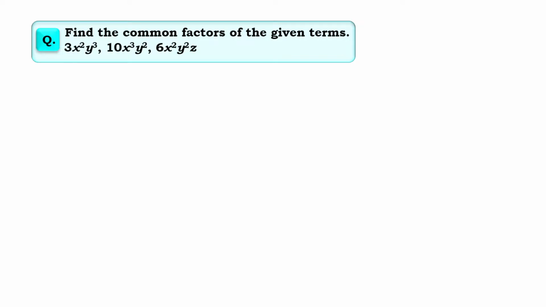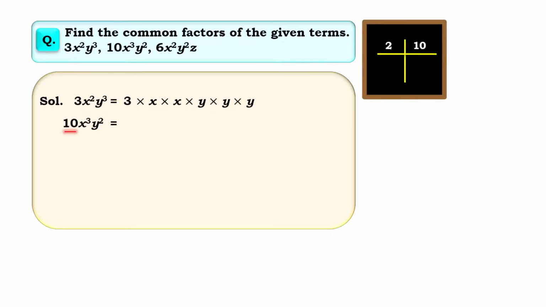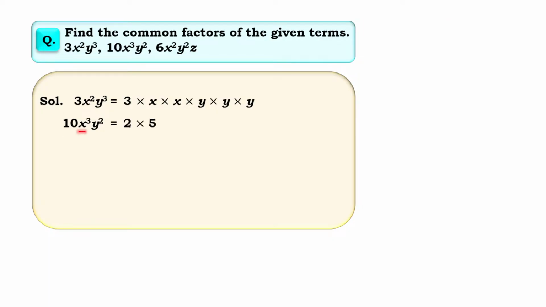What about common factors of the given terms? So here 3x square y cube. 3 x square means x multiplied with itself, y cube means y multiplied with itself 3 times. The next term 10x cube y square. Here 10 means 2 5s are 10, you all know it. So 2 into 5, and x cube means x multiplied with itself 3 times, y square means y multiplied with itself 2 times.